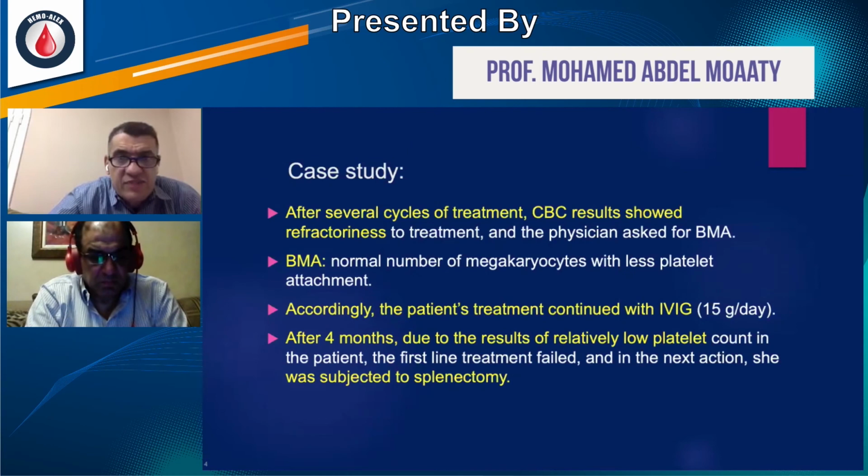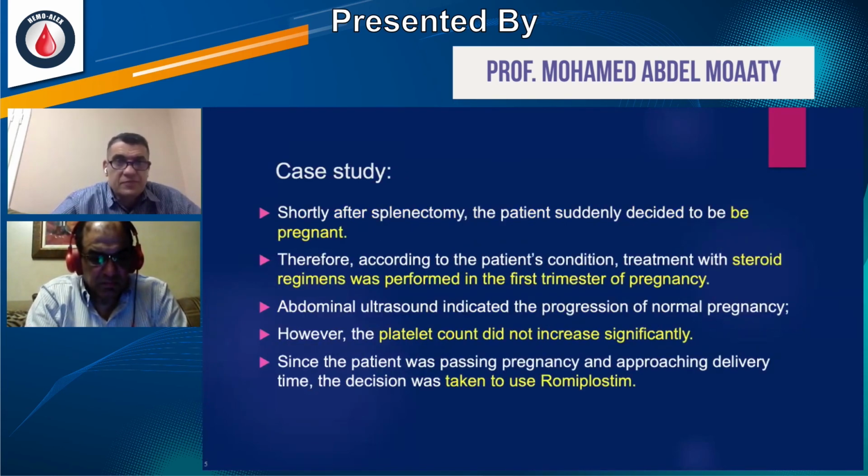After several cycles of treatment, CBC results showed refractoriness to treatment, and the physician asked for bone marrow aspiration. Bone marrow aspiration showed a normal number of megakaryocytes with less platelet attachment. Accordingly, the treatment was continued as IVIG. After 4 months, due to a relatively low platelet count, the first-line treatment failed, and as the next action, she was subjected to splenectomy. Shortly after splenectomy, the patient suddenly became pregnant.